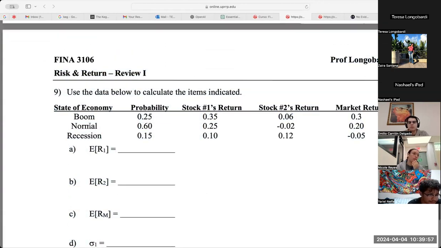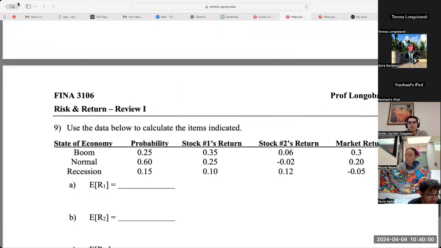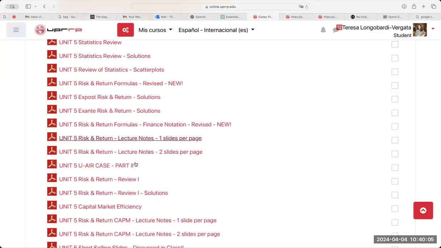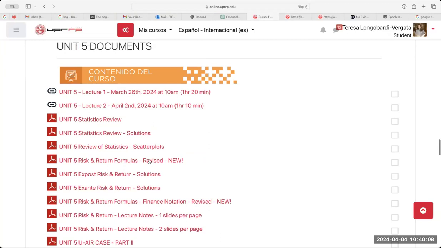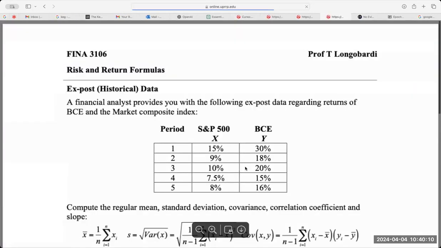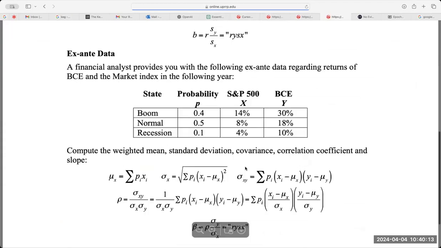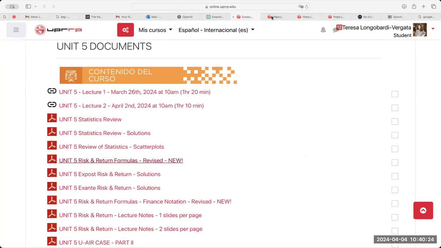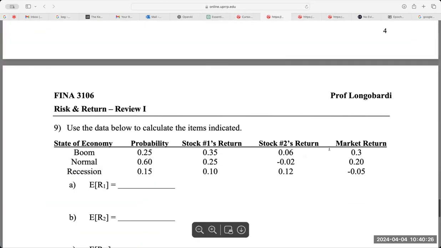So the formulas that you'll use for this data are found here, right? And this data, in fact, is ex ante data. It gives you the probabilities. It gives you a distribution of the variables. It gives you information on 2 stocks and the market returns.